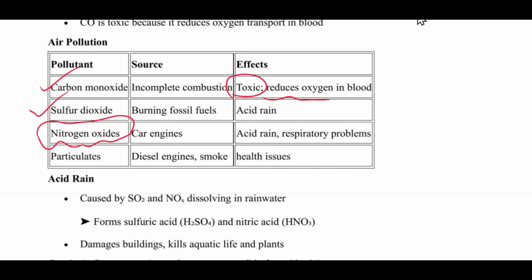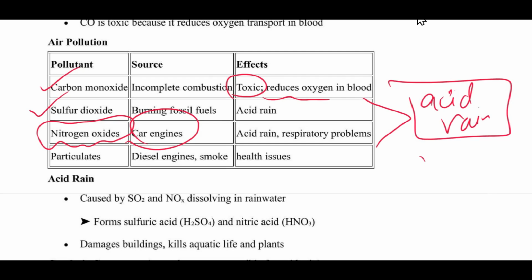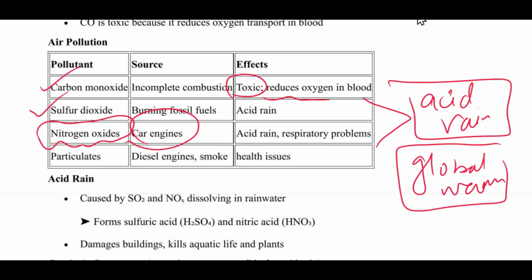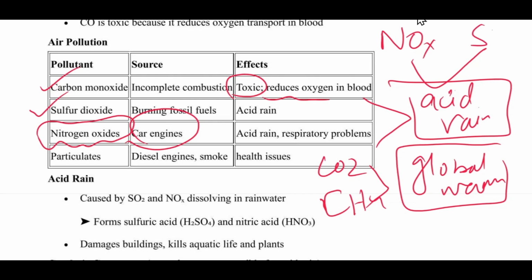So what is the source of nitrogen oxide? It is car engines. Usually from cars, whenever the fuel is burned, you get nitrogen oxides. So nitrogen oxide and sulfur dioxide are the main components of acid rain. There are two main environmental problems we are facing. One is acid rain and the second one is global warming. For global warming, the gases that are responsible are carbon dioxide and methane, CH4. For acid rain, the two main gases you have to remember are nitrogen oxide and sulfur dioxide.